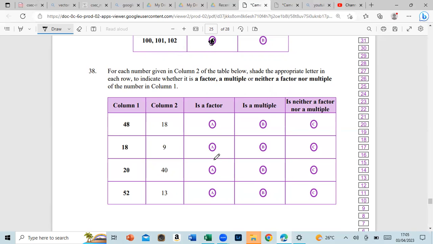So listen to what they say now. You're going to state if the number in column 2, which is this, is a factor or a multiple. So what are you going to say now? Is 18 a factor of 48? That's the first thing. Is it a multiple of 48? Or is it neither a factor nor a multiple? No, 18 is not a factor of 48.